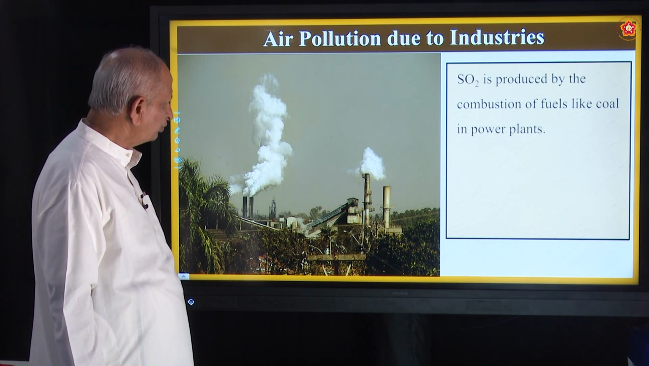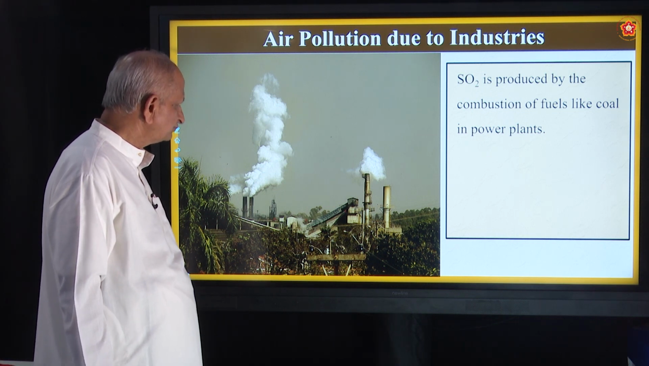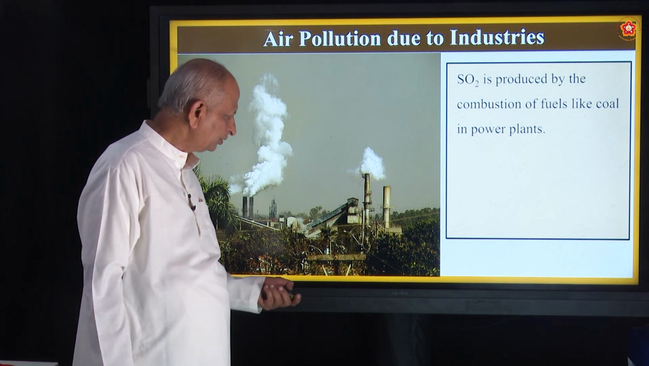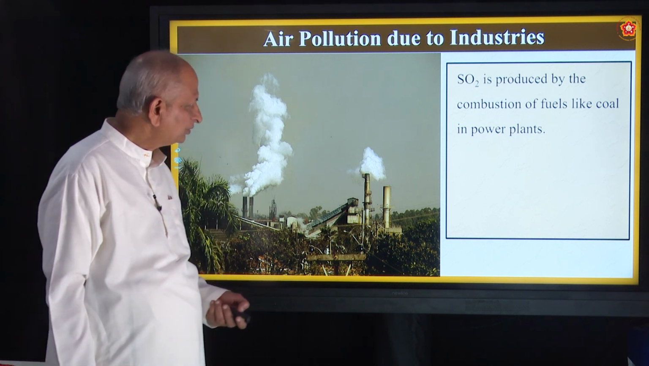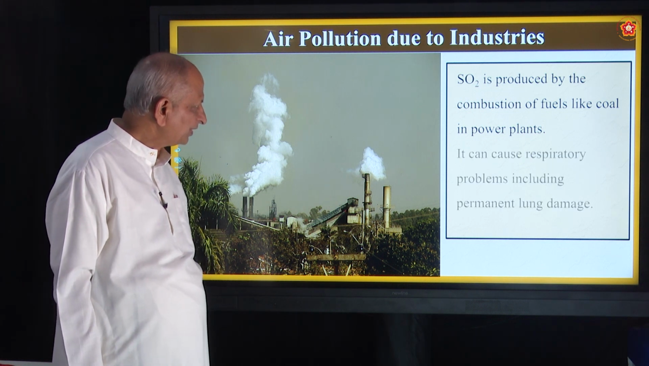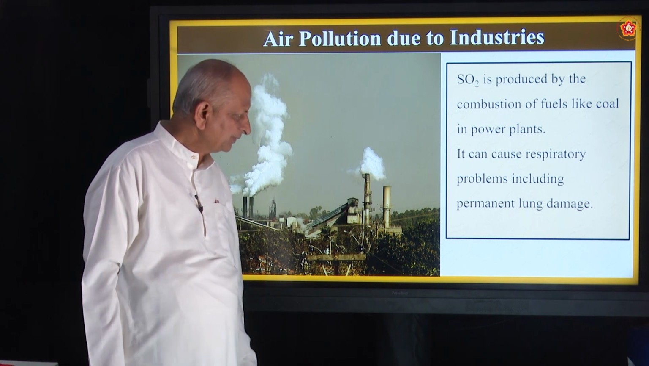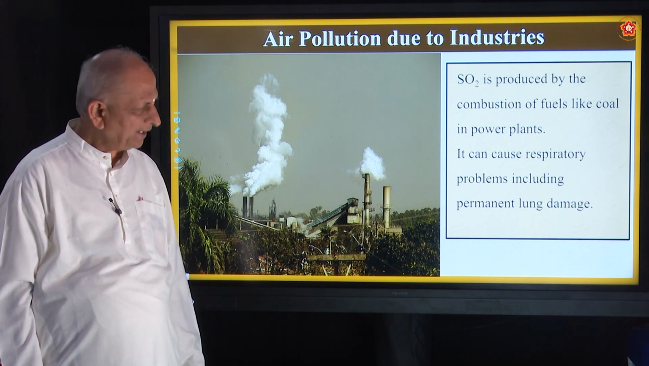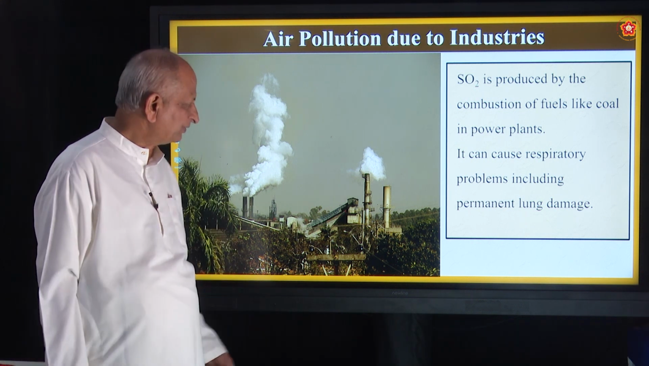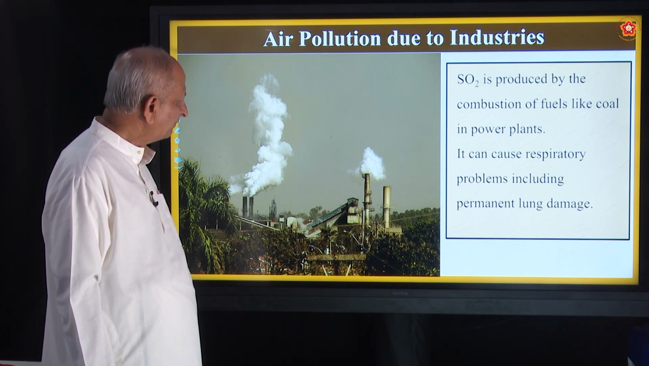So sulfur dioxide is produced by the combustion of fuels like coal in power plants. When coal burns, it produces carbon dioxide, carbon monoxide also, and when sulfur burns, it forms sulfur dioxide. These will cause respiratory problems, including permanent lung damage. Lungs will be affected so much because of the poisonous gases present in the atmosphere.